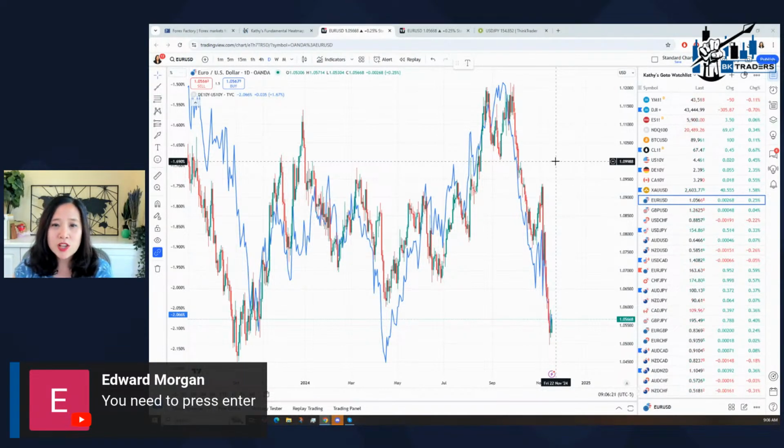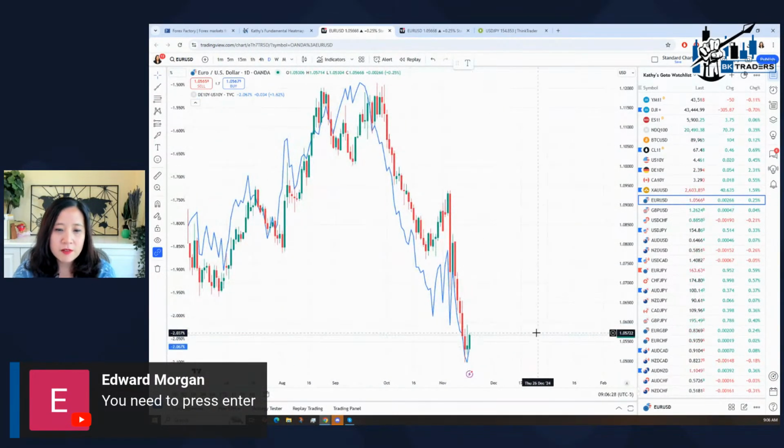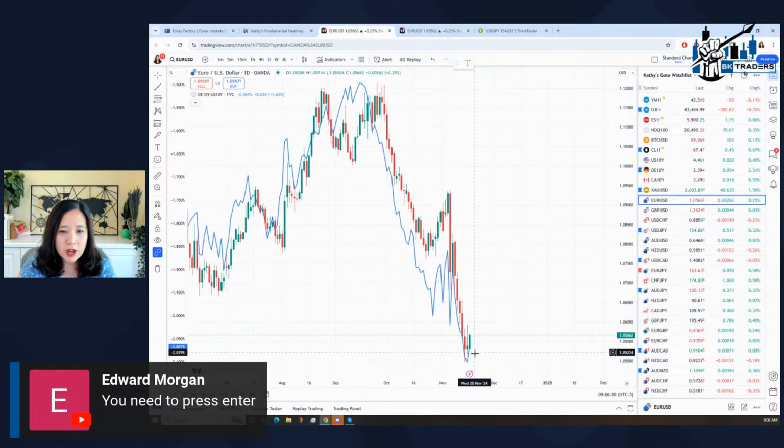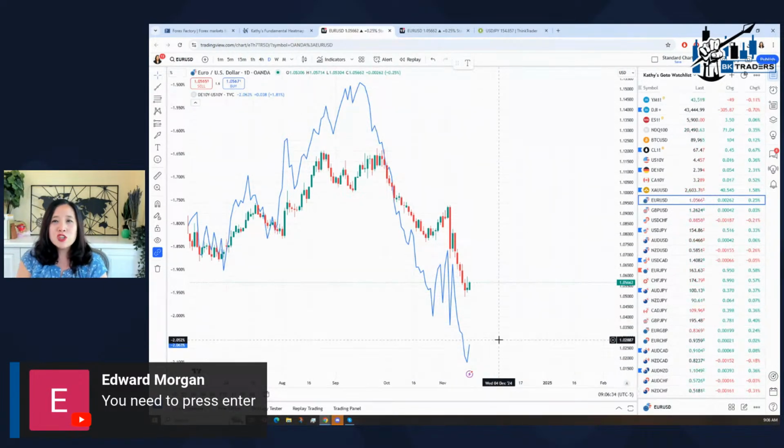So let me ask you a question. If the spread is pointing up today, like it is, look at the spread on the bottom here, pointing up. Should you be looking to buy or sell euros? What do you think? Should you be looking to buy or sell euros?